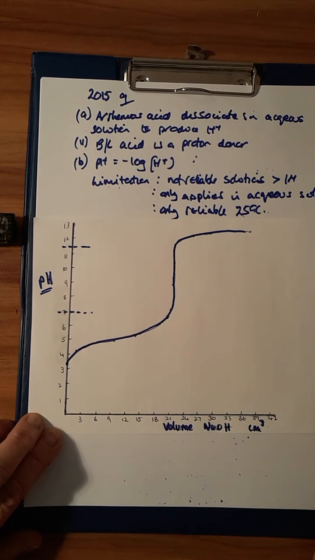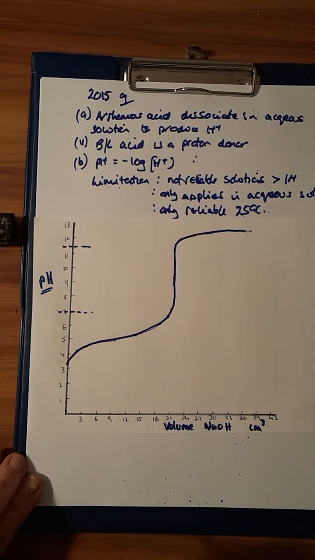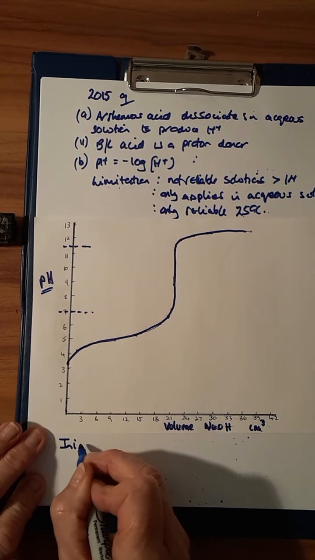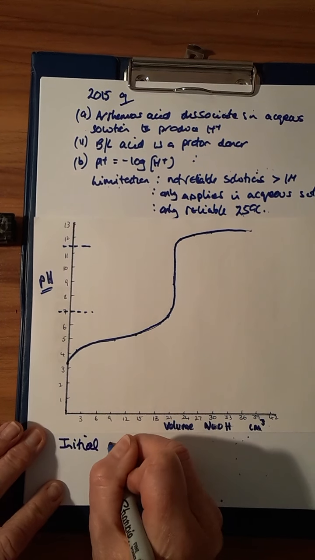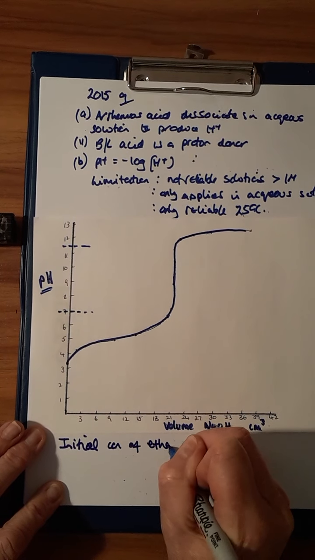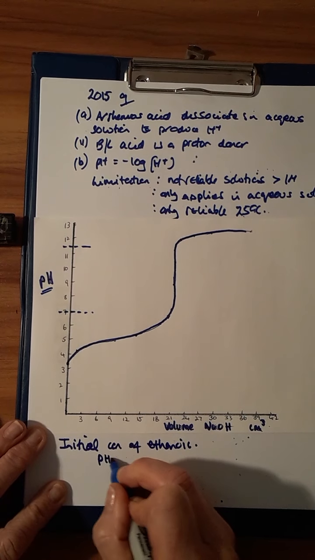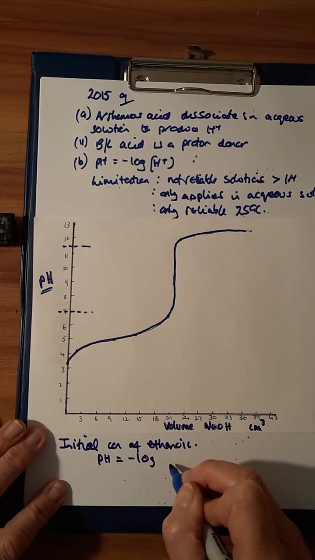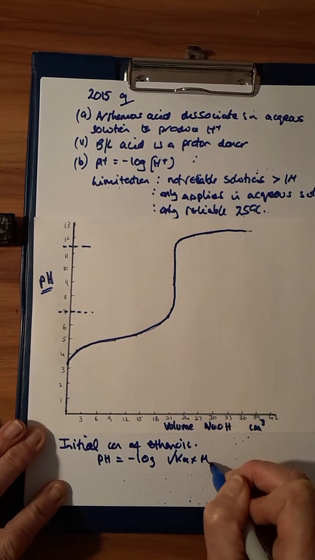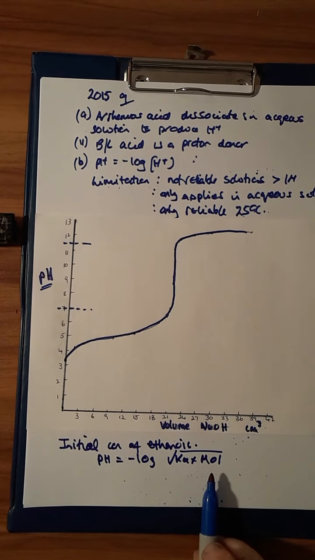Now this next part says calculate the initial concentration of ethanoic acid in the beaker. Let's have a look. How will I get that from this information? The initial concentration of the ethanoic acid, again a weak acid, well, I know that the pH of a weak acid is minus the log of the square root of Ka by molarity. So what they're asking me for is the molarity.